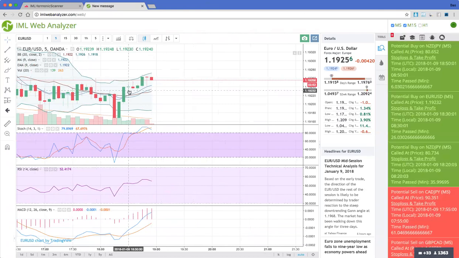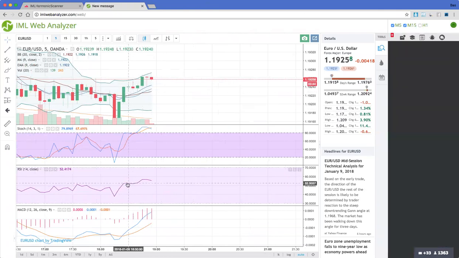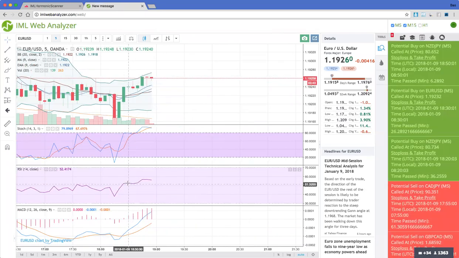Did it go up from here? Yes. Was it at that moment oversold or undersold? No, not at all. It's here in exactly the middle. Basically, it can go up from here, it can go down from here. This is a red flag. I wouldn't trade it.